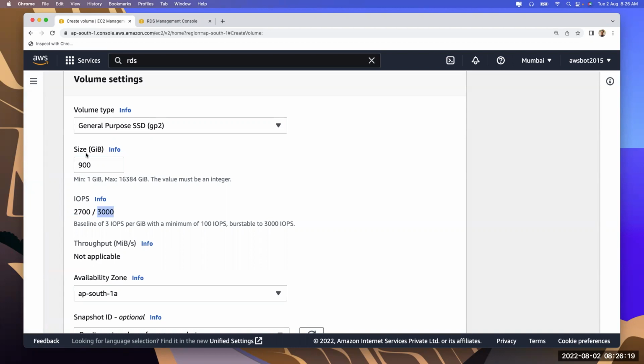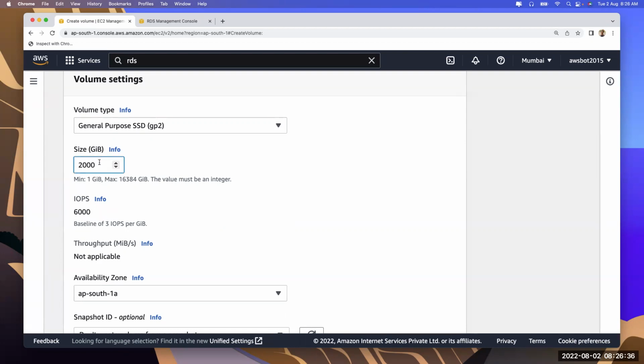However, what if I go for 2000 GB? 2000 GB means my IOPS should be 6000. Maximum is 3000 over here. So now pay attention, this will change.